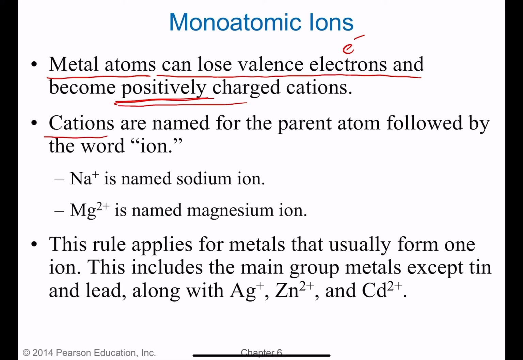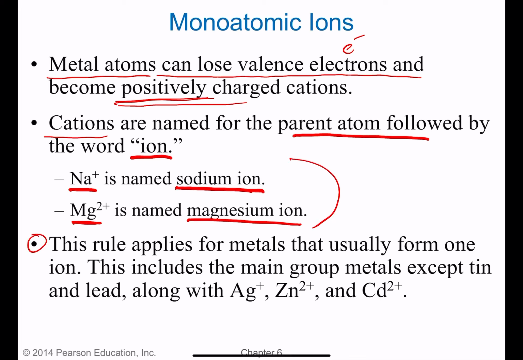Now, how we actually name them, we just do the name of the element followed by the word ion. So Na+, we're just going to call it sodium ion. Mg2+ is magnesium, we'll just call it magnesium ion. So naming the ions themselves is pretty straightforward. Now with this bullet point, they're saying this rule applies for metals that usually form one ion. The rule is just saying the name of the element followed by the word ion. We're going to do that for all metals.